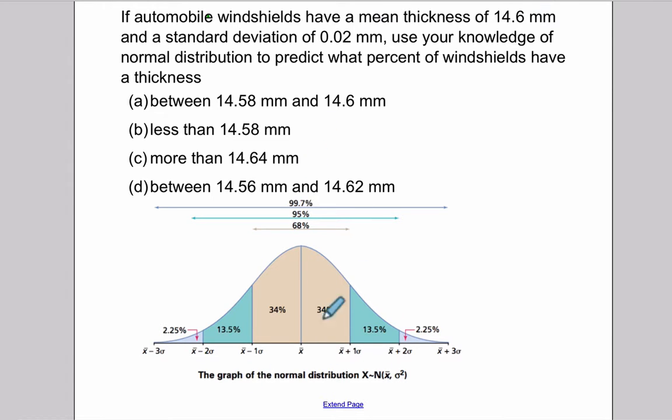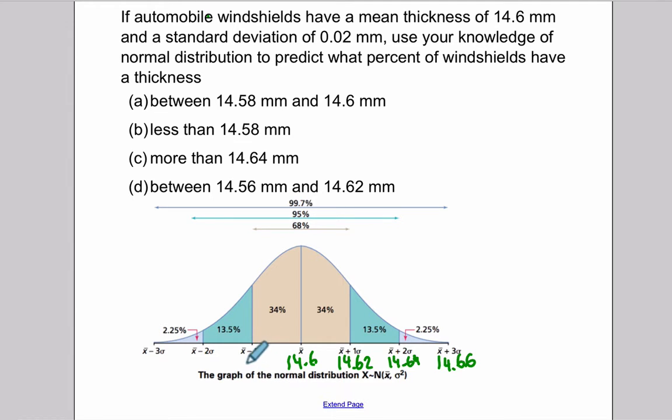So we know that the mean here is going to be 14.6. Now, one standard deviation above the mean will be 14.6 plus 0.02 or 14.62. So one standard deviation above the mean for windshields will be 14.62 millimeters. Two standard deviations above the mean will be 14.64, and three standard deviations will be 14.66.